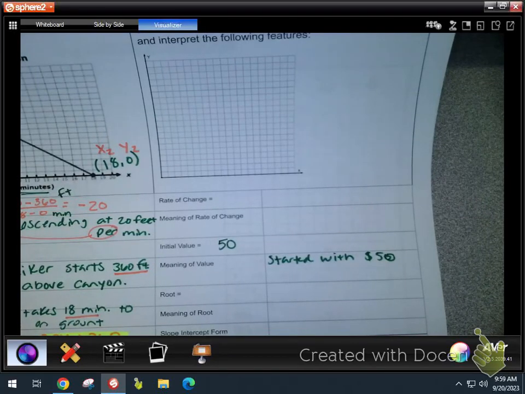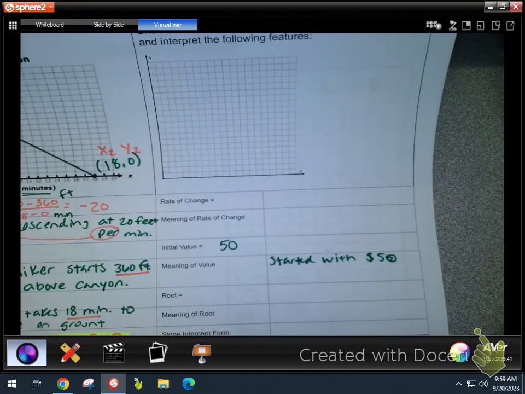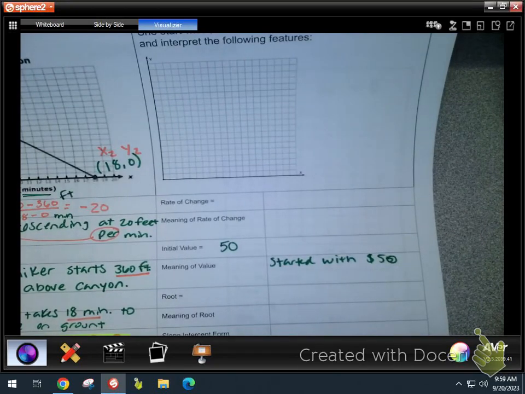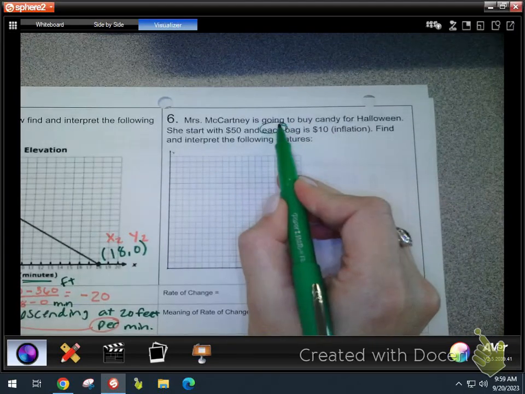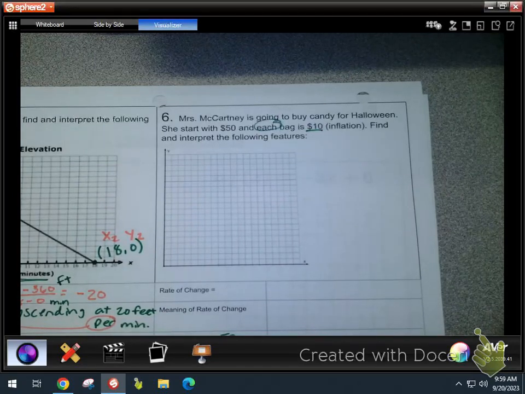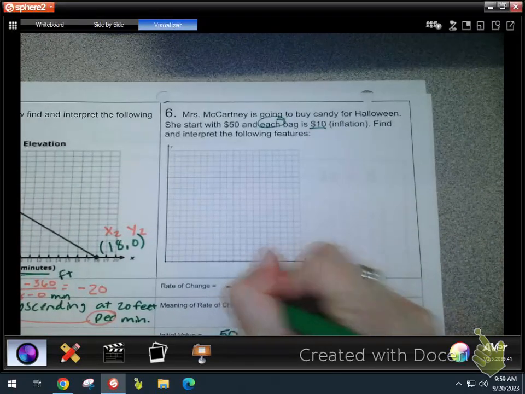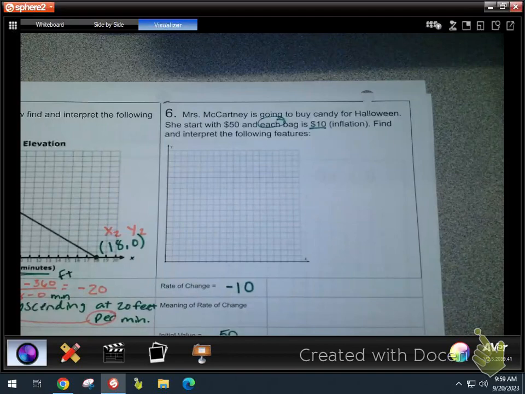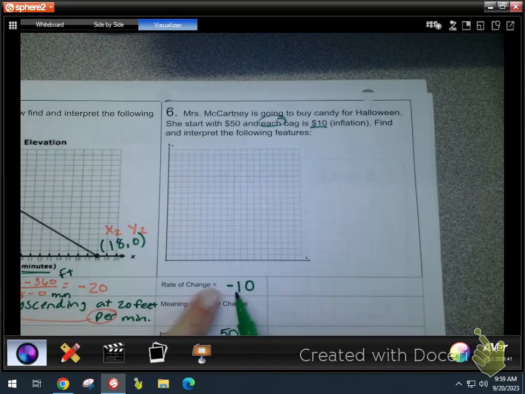Okay? Rate of change. How'd you know? Each bag is 10. Okay? But am I earning $10 or am I spending $10? So what do we need to put in front of that? Negative 10. Okay? That's kind of tricky. So I start with my amount and then I'm spending. So what's happening to my total amount of money? It's going down. It's decreasing. So that's why this has to be negative.